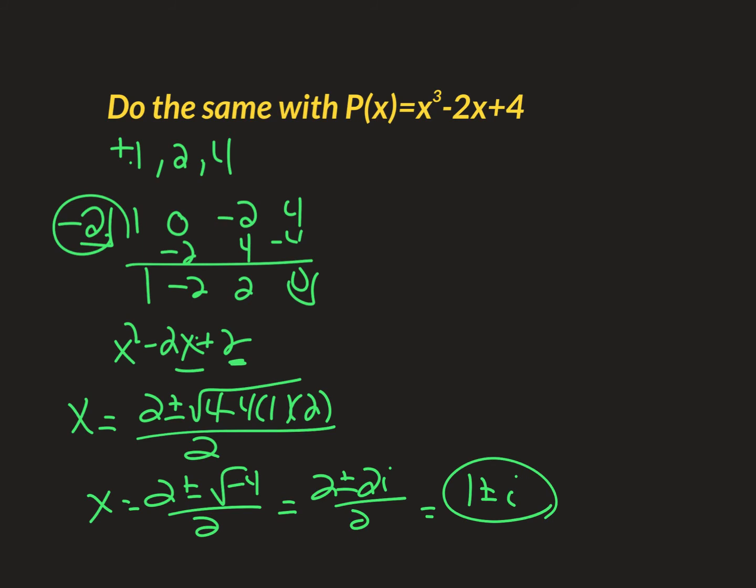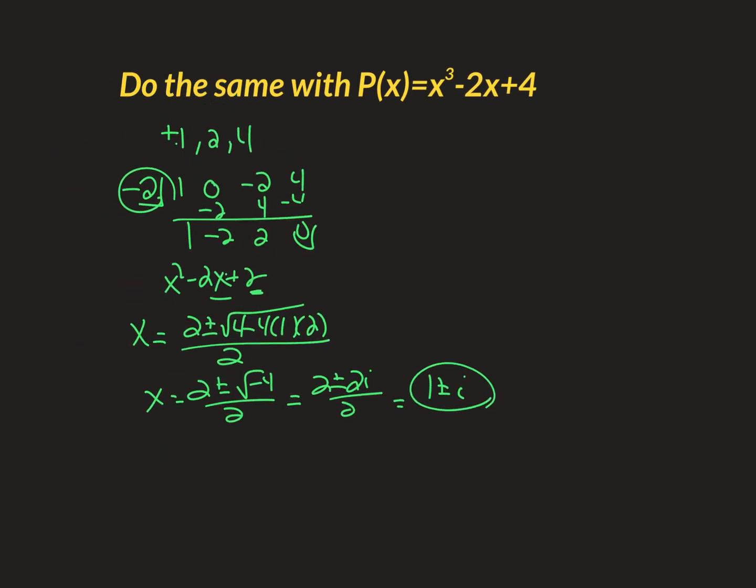So if I'm going to write the complete factorization, I'm going to go with x. This is going to look crazy when you see this. Let me pull this up a little bit, make it a little smaller.